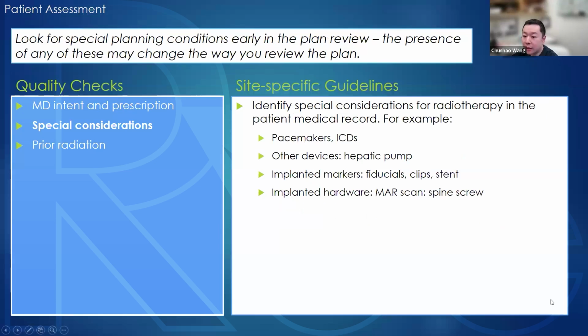All right, the second part is to identify special considerations for radiotherapy in the patient medical record. For this section, our GI site is the same as other treatment sites you have been through. For example, pacemakers, implanted cardiac devices. And for GI, sometimes we see other electronic devices such as a hepatic pump, which is relevant to the patient's GI-specific functions. And of course, we need to identify any implanted markers and any potential hardware.